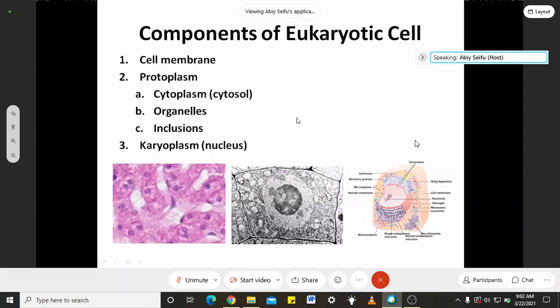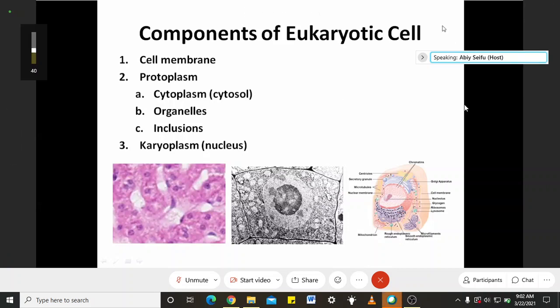Of the cytology 2. You remember last time on Friday we said eukaryotic cells could be said to have a cell membrane, protoplasm, and the nucleus. Cell membrane, protoplasm, and the nucleus.